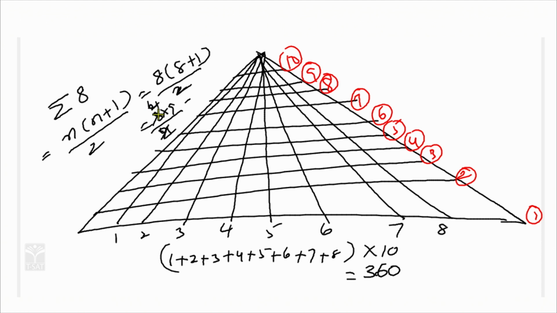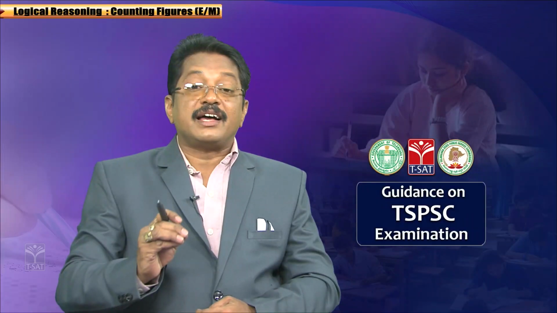2 1s are 2, 4 9s are 36. Clear? We got the same value. 36 10s are 360. So in this diagram there are 360 triangles.